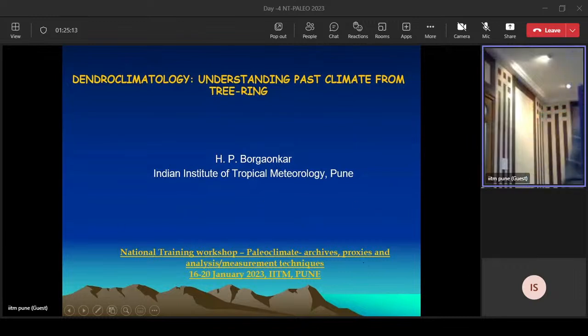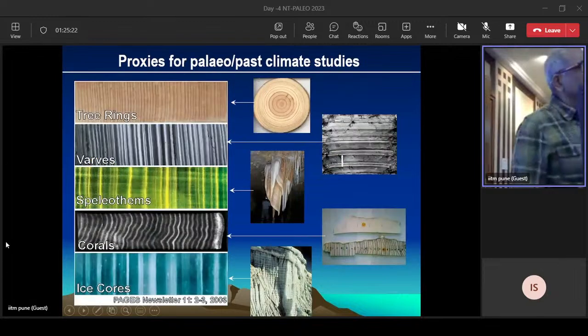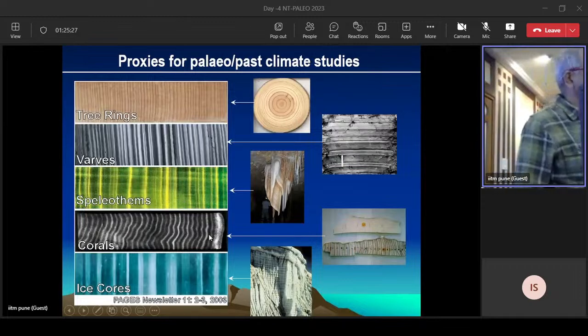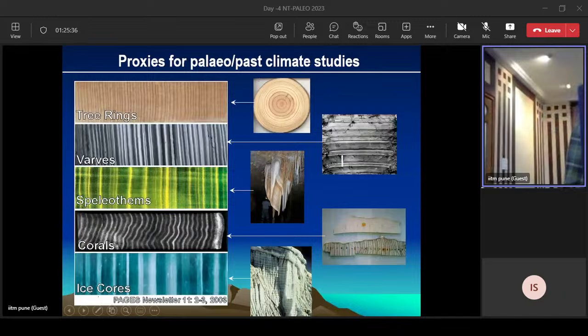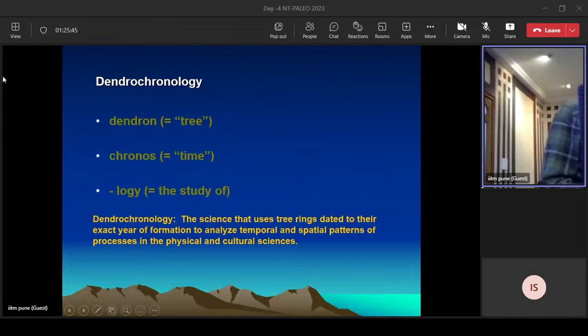The title of my presentation is Dendroclimatology, Understanding Past Climate from Tree Rings. During the last 3 days, we have learned a lot of proxies, different techniques, procedures, and how to reconstruct or get information about the past climate. Today I am going to give some information about the high resolution proxy, that is tree rings, or dendro. Dendro is the Greek word for wooden log or wood. Chronology is the time series. Dendrochronology. And if you learn the dendrochronological technique, then you can use the data for a variety of applications like climate, dendroclimatology, ecology, or hydrology. So you have a big scope.